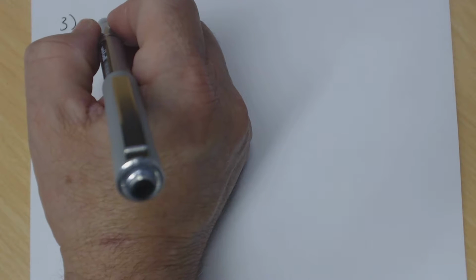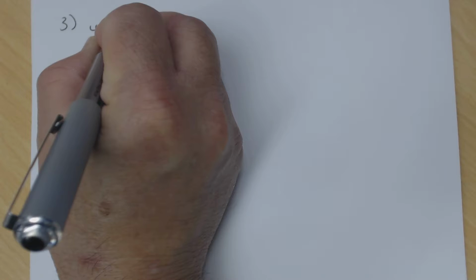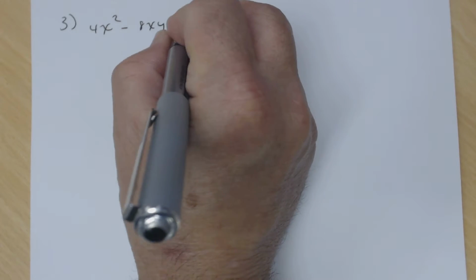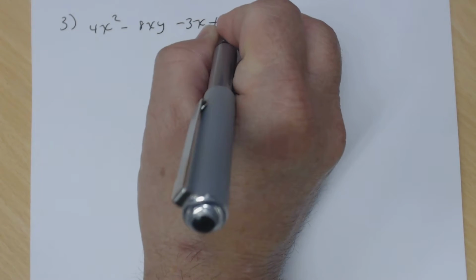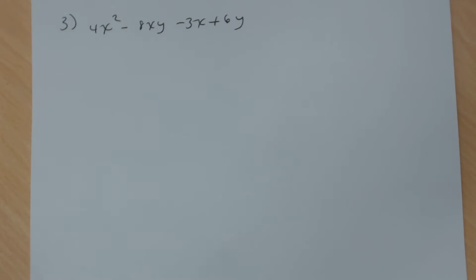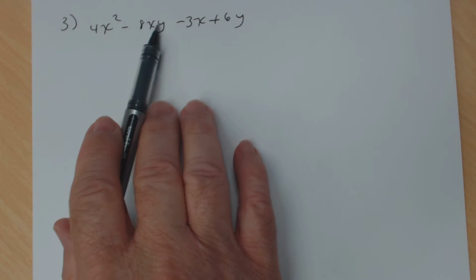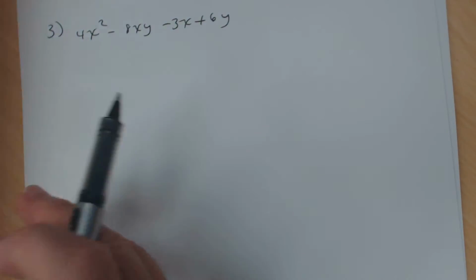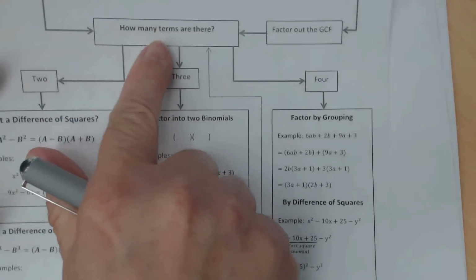Suppose we had 4x squared minus 8xy minus 3x plus 6y. So 4x squared minus 8xy minus 3x plus 6y. All right. So the GCF here is 1. Okay. So I'll go directly to how many terms are there.